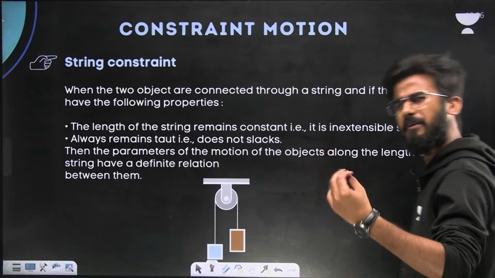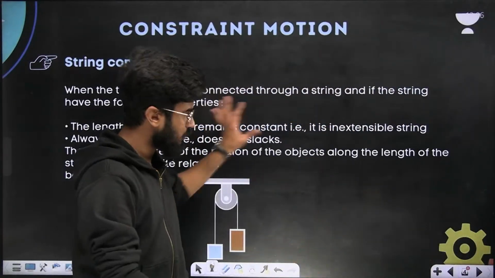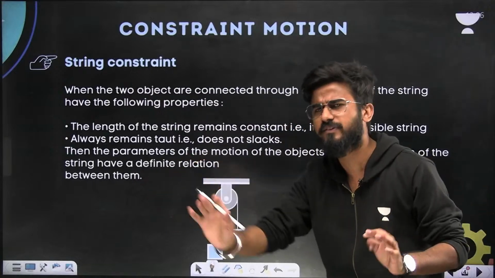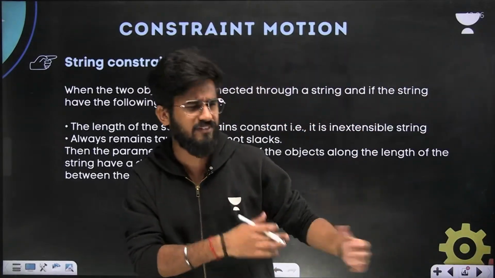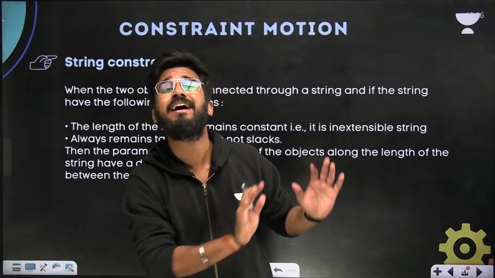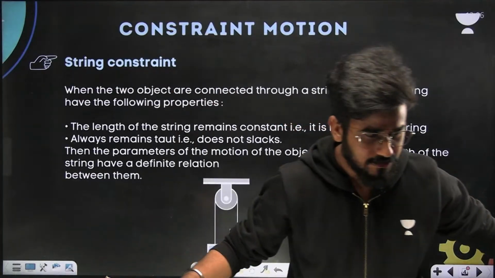Other things you can read also, I'm just telling it. So this is the string constraint: the distance between 2 points cannot be changed. The other thing about the ideal string is that it is a massless string. A string has zero mass.